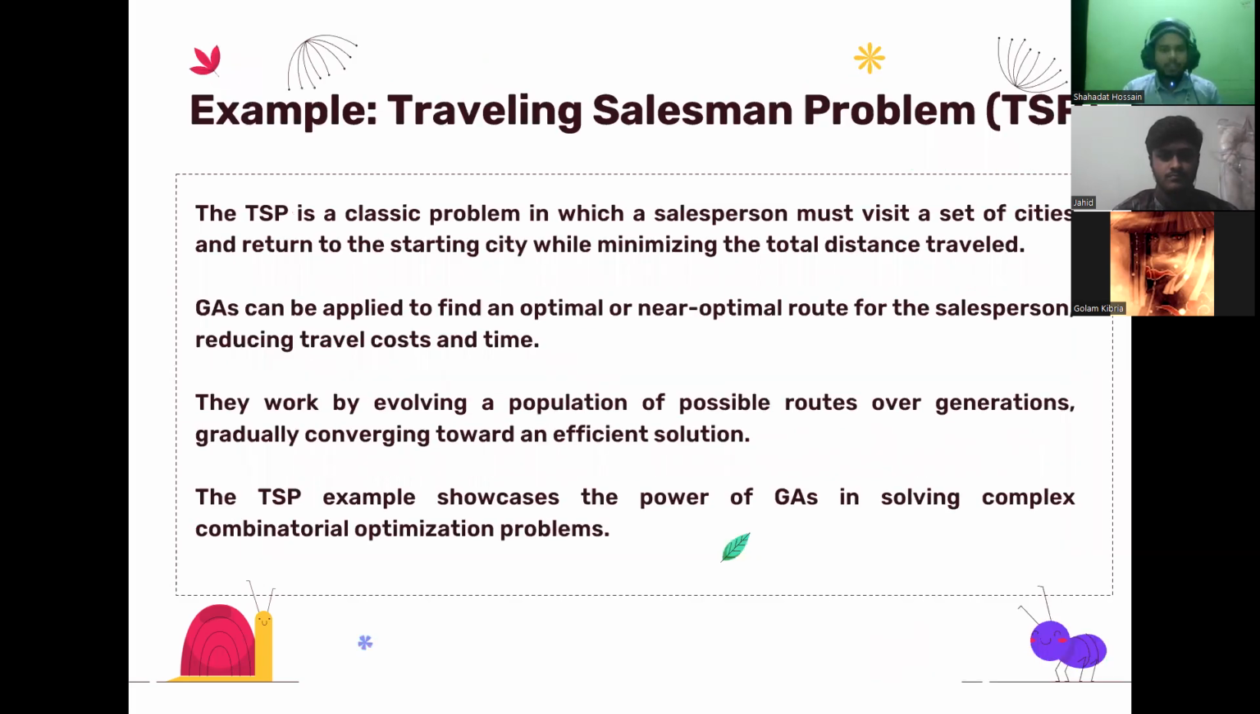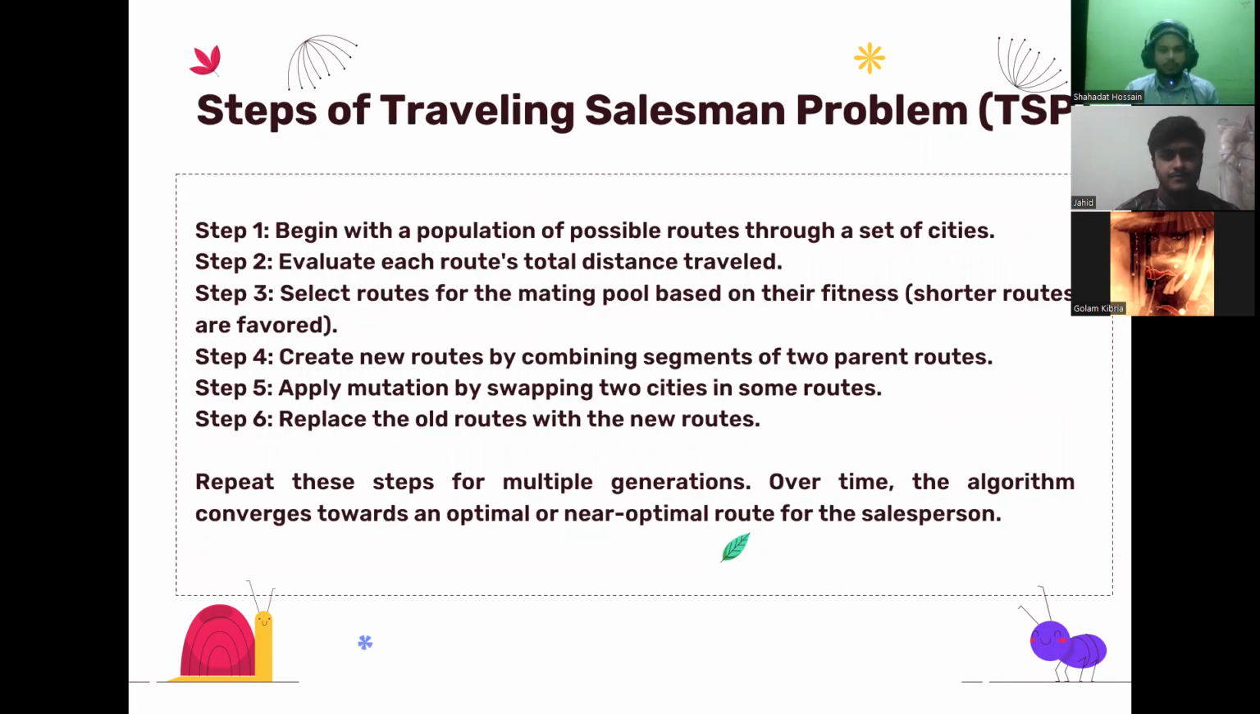Here is an example of genetic algorithm, traveling salesman problem. It is a classic problem in which a salesperson must visit a set of cities and return to the starting city while minimizing the total distance traveled. Genetic algorithms can be applied to find an optimal or near optimal route for the salesperson, reducing travel cost and time. They work by evolving a population of possible routes over generations, gradually converging towards an efficient solution.